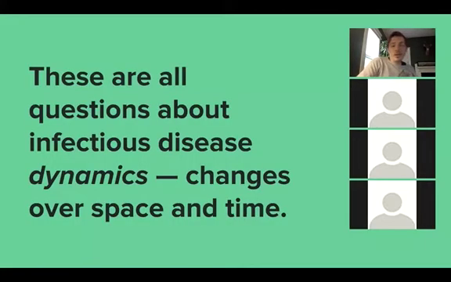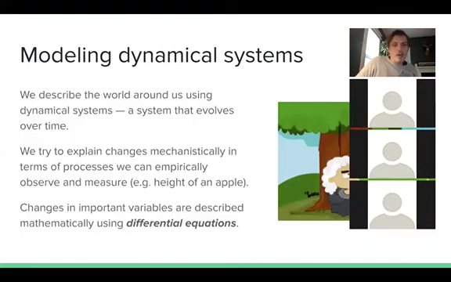And these are really all questions about infectious disease dynamics, changes in the population dynamics of given pathogens through space and time. So we need to have a way of modeling the dynamics of these systems. So how do we do that? Well, generally, as is the case in really much of science, we model infectious disease dynamics using dynamical systems.